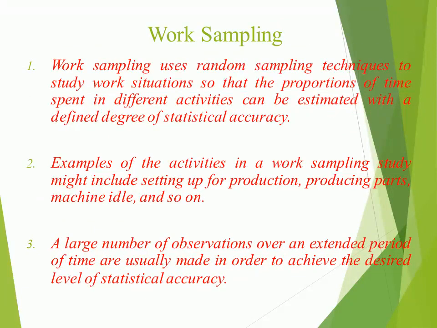Work sampling uses random sampling techniques to study work situations so that the proportions of time spent in different activities can be estimated with a defined degree of statistical accuracy. Examples of the activities in a work sampling study might include setting up for production, producing parts, machine idle, and so on. A large number of observations over an extended period of time are usually made in order to achieve the desired level of statistical accuracy.